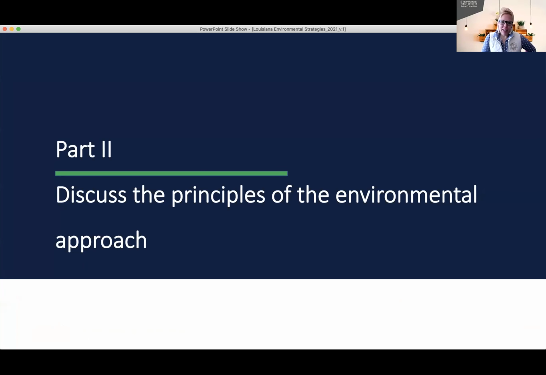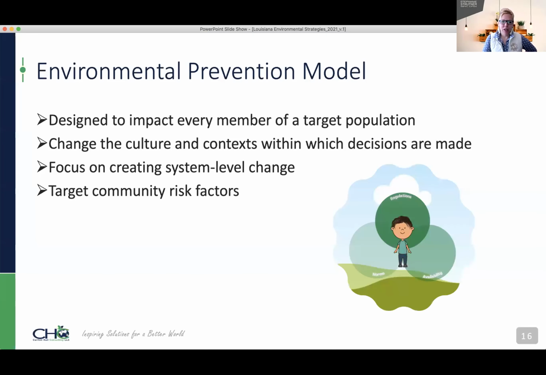Let's dig into the principles of the environmental approach and why we do it this way. And so the environmental approach is really, again, designed to impact every member of our target population. The idea here is to change the culture and the context within which decisions are made. Again, so that the healthy choice is the obvious choice, the easy choice. We're focusing on creating system level change here.